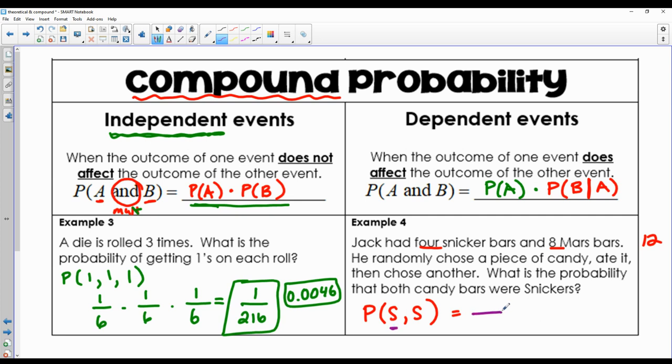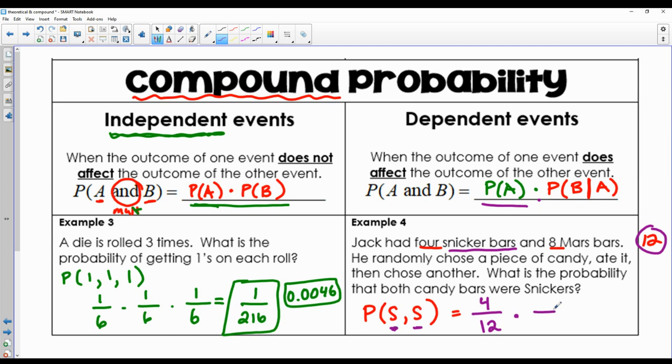All right, so how many total candy bars were there? Well, there were 12 candy bars. We want to know the probability he ate a Snickers bar. Well, there are only 4 Snicker bars right there. So 4 over 12 is that probability that A happens. Now we're going to multiply it by the probability that B happens given that A already happened. So now we're going to find the probability that he ate another Snickers, but we're going to assume that this first one happened, that he ate a Snickers bar.